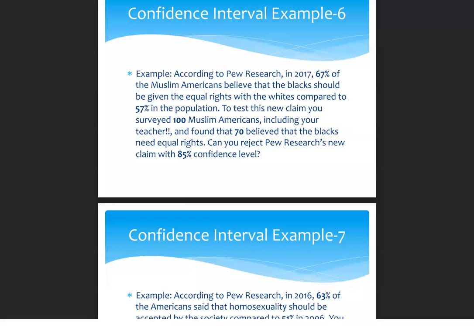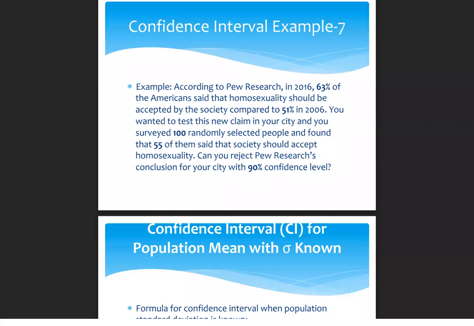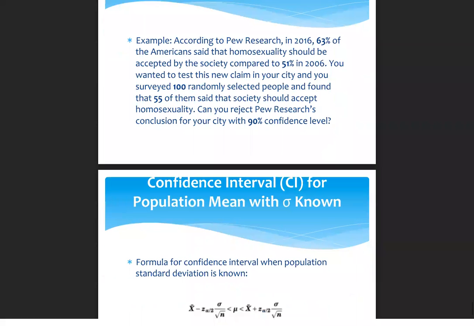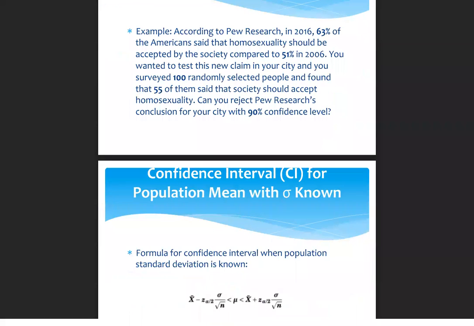And now let's go ahead and work on the next problem. So in this problem, again, according to Pew Research, in 2016, 63% of the Americans said that homosexuality should be accepted by the society, compared to 51% in 2006.